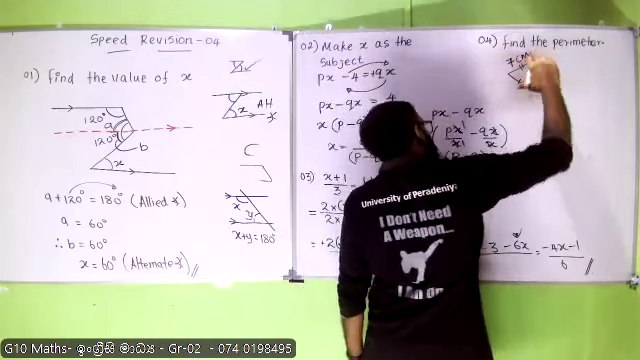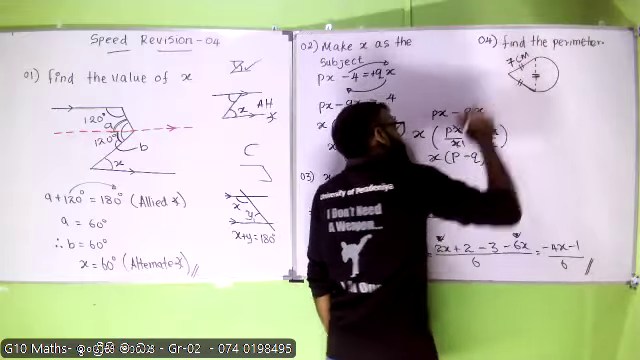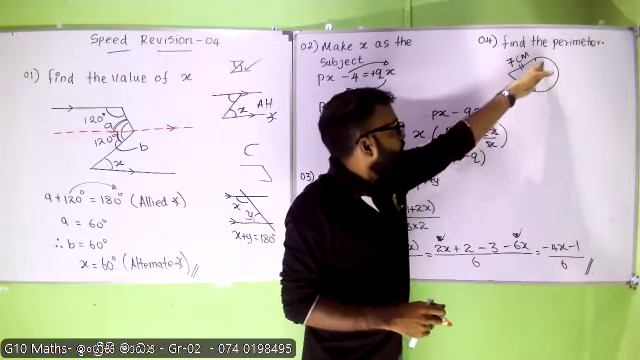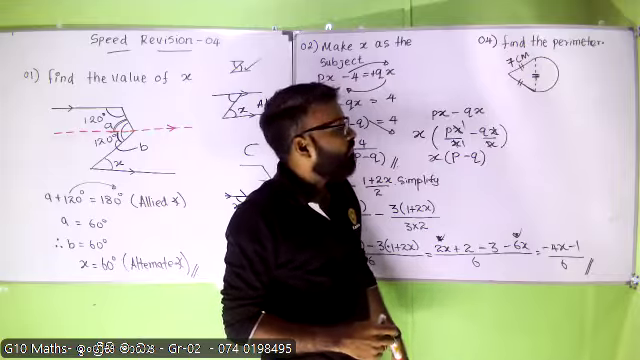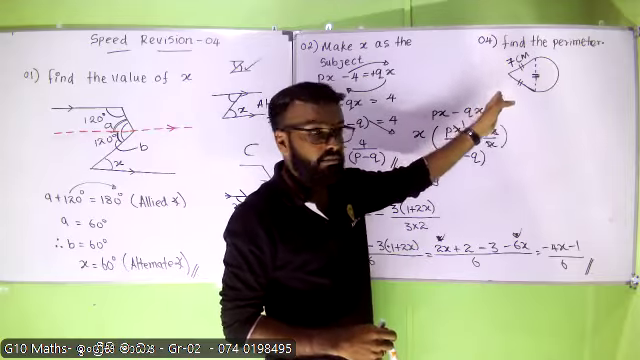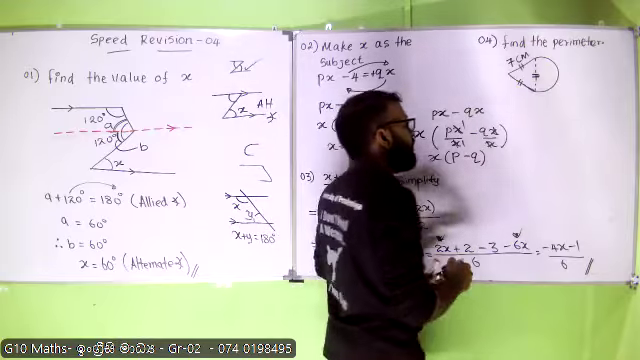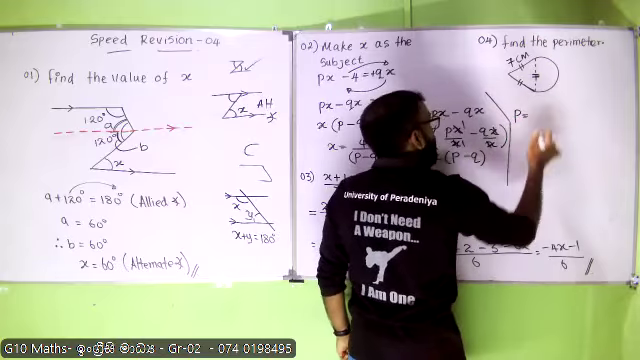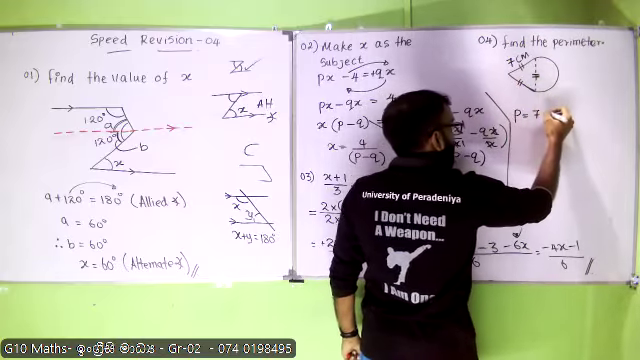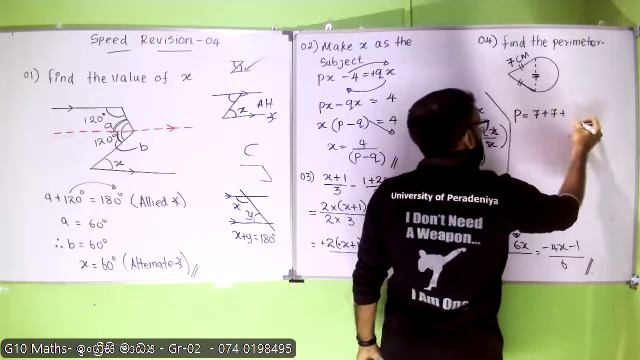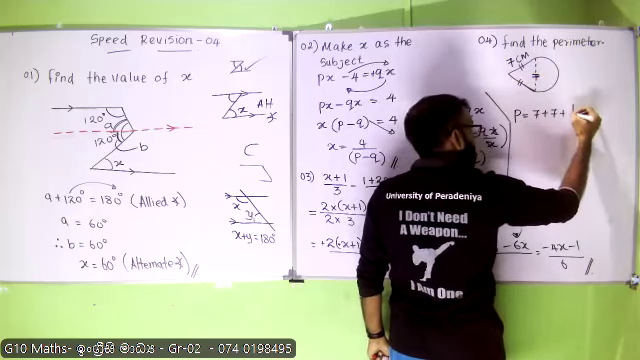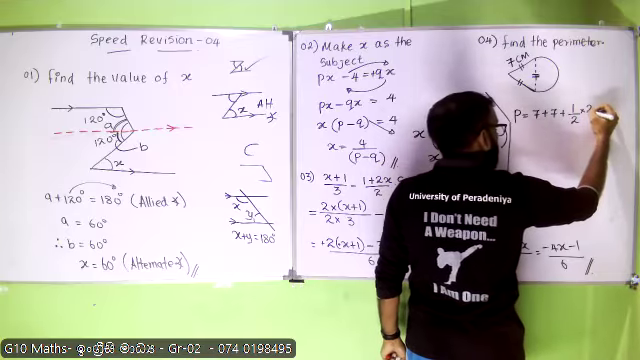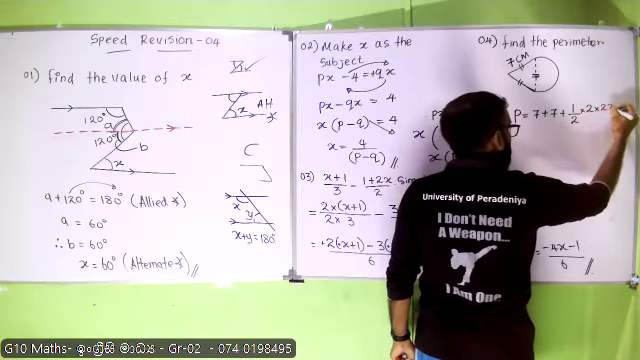Find the perimeter of this figure. It is an equilateral triangle, so you can understand that the diameter of the half circle is 7, because this is an equilateral triangle. So you can write the perimeter as 7 plus 7 plus half of the circle: half into 2 pi r, where pi is 22 upon 7.